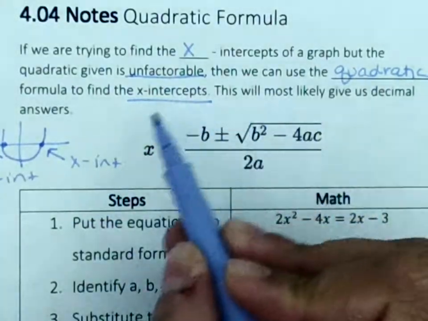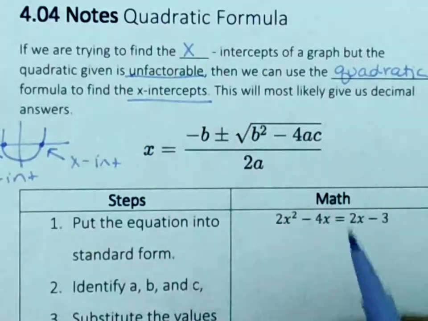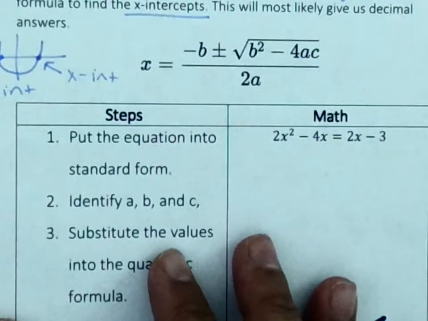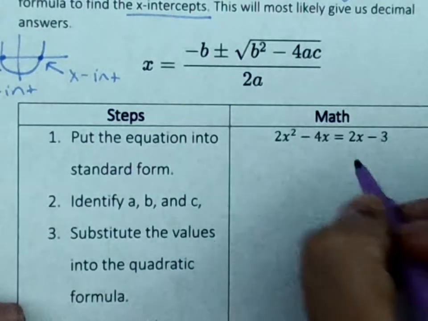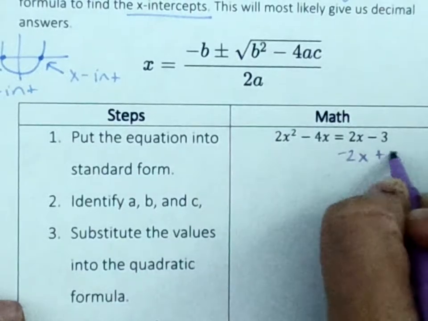So the quadratic formula is what you see below, and we're going to use this to find the x-intercepts. The first step is to put the equation into standard form. Right now we have some variables on the right and the left. I want to move everything to the left-hand side.